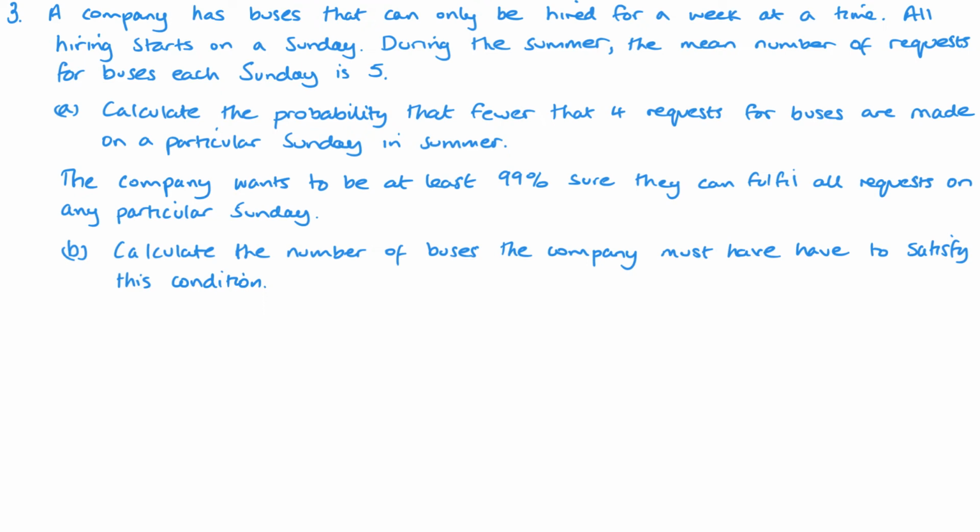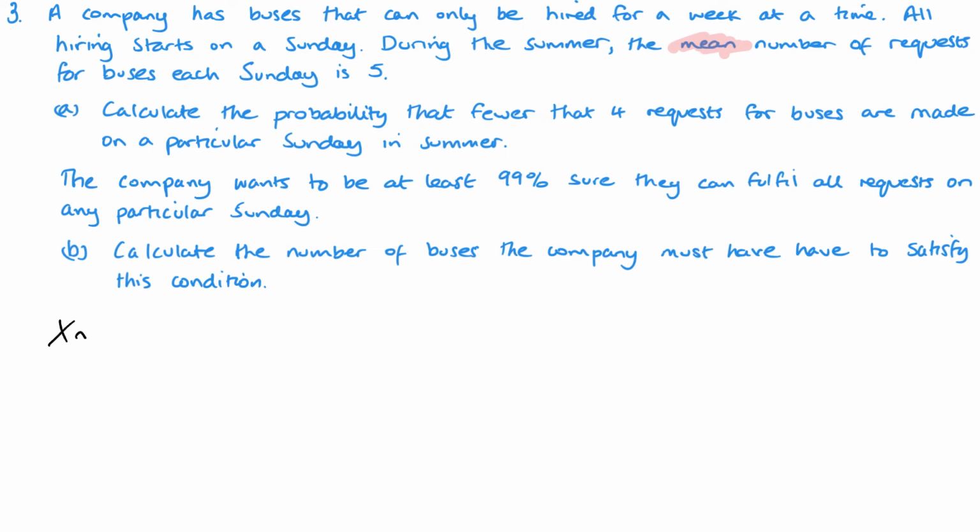Now with this one, we've got a company has buses that can only be hired for a week at a time. All hiring starts on a Sunday. During the summer, the mean number of requests for each Sunday is 5. Okay, so this mean number of requests is a rate, isn't it? And that's what we're looking at. So it is going to be a Poisson distribution. So in this one, we're looking at this mean number of requests here.